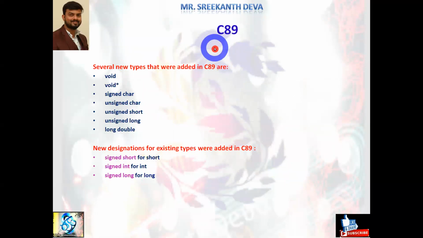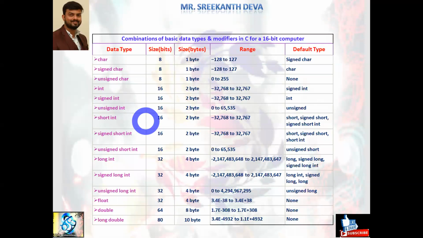Okay. And coming to the C89 version, it supports new types that were added in C89 like void pointer, signed char, unsigned char, unsigned short, and long double. Some new designations for existing types were added in C89, like signed short for short type, signed int for int, and signed long for long. Here remember, unsigned represents a variable that can hold only positive numbers. Signed means a variable can hold both negative and positive values.